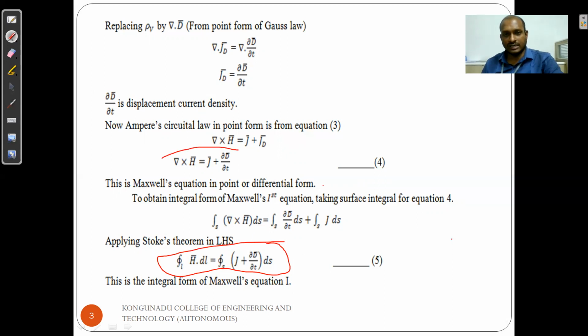So del cross H is equal to J plus dou D by dou t is called differential form or point form. So this is integral form. Line integral H dot dl is equal to surface integral J plus dou D by dou t. So this is Maxwell equation number 1. So next we are going to discuss Maxwell equation number 2.